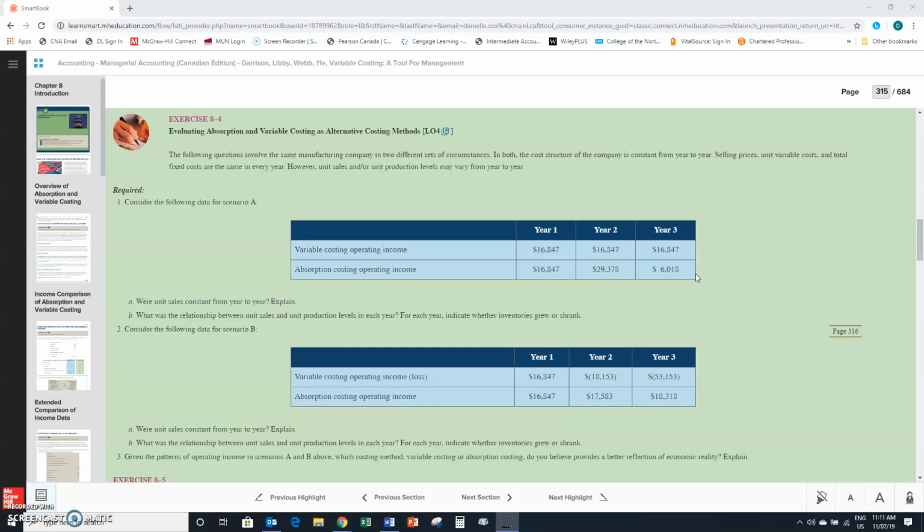So they are being expensed. So the inventory that was there from last year is now being sold this year. So that would mean that everything that was produced was sold, plus they had to take some of their beginning inventory and sell. So the fixed costs from last year are now being expensed this year. There was more sold, so inventories shrunk.